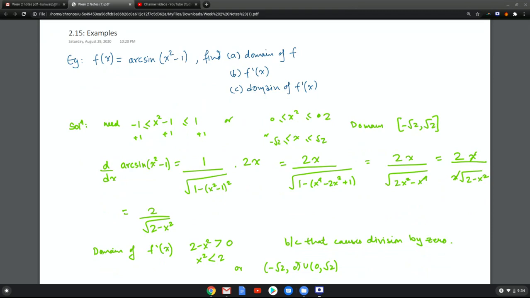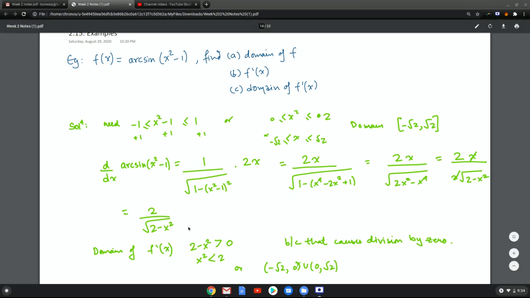Namely, we need x squared minus 1 to be greater than -1 and less than 1. We solve by adding 1 and taking the square root, giving us a domain between negative square root of 2 and positive square root of 2. Taking the derivative is just a matter of applying the chain rule and going through with the calculation. So you can pause the video and try to apply the chain rule to this particular function, and then your final answer should come out to 2 divided by the square root of 2 minus x squared.